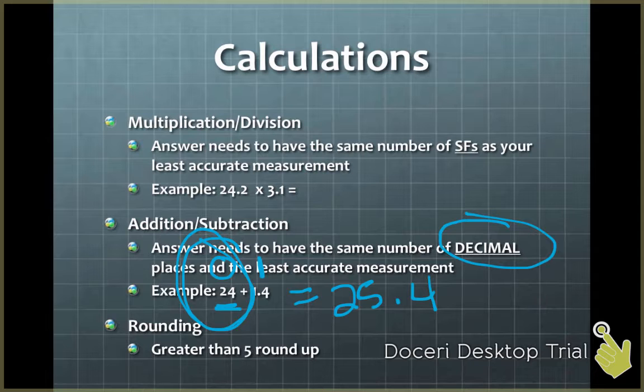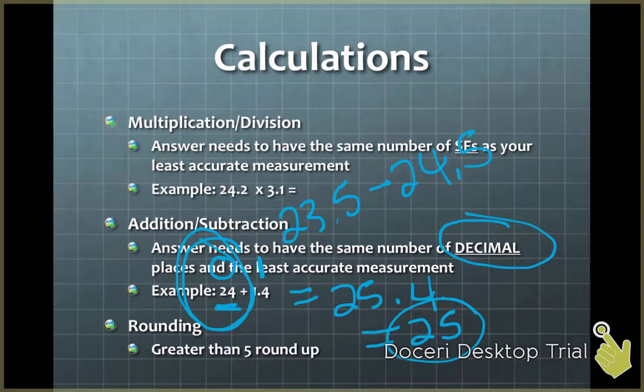So 24 is rounded. The answer is anywhere between 23.5 and 24.5. Our answer cannot reflect that, so we're going to have to round. We can't have any decimal places because that number doesn't have any decimal places. Since 0.4 is less than 5, it's going to get rounded down, so we would round this as 25, and this would be the answer you would communicate in your data.